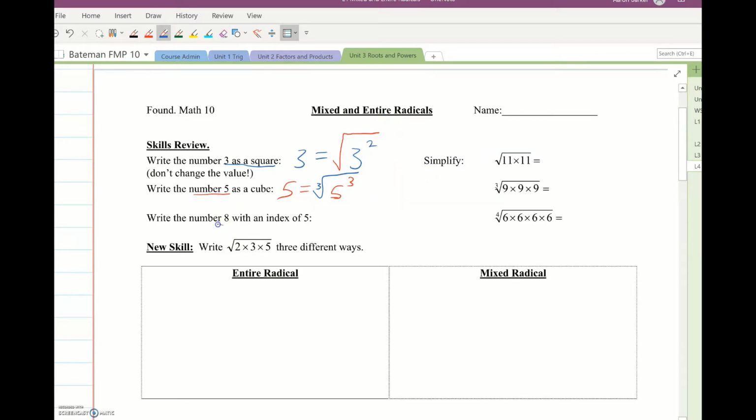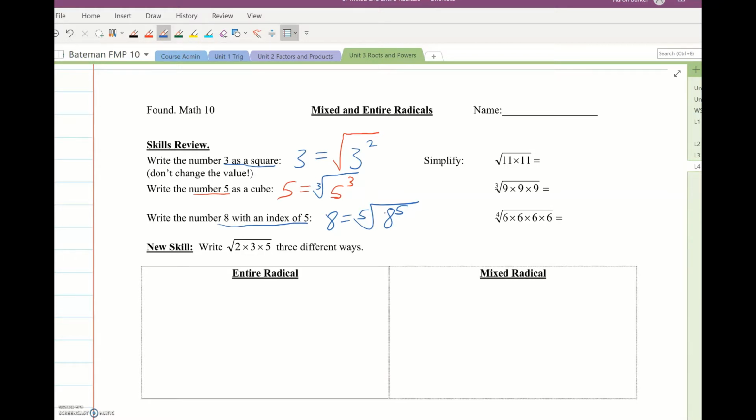What about this one? Write 8 with an index of 5. So if this is 8 and my index is 5, what do I have to have? Well, in order to have the same value, I'd have to have the exponent of 5 because the opposites counteract each other and cancel out.